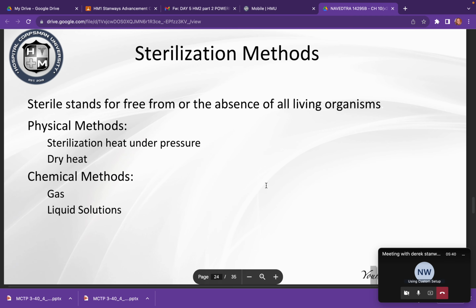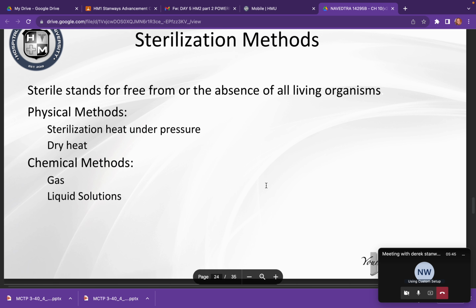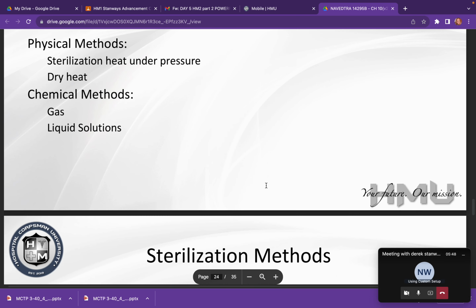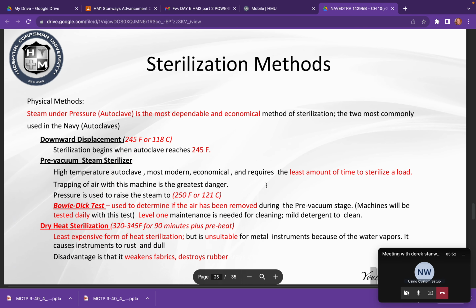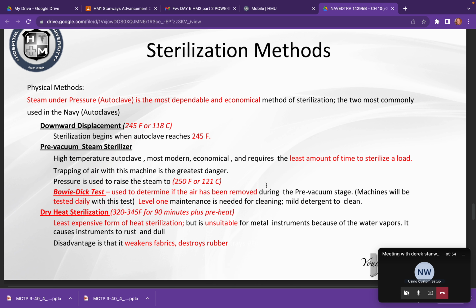Sterile stands for free from, or the absence of all living organisms. Physical methods of sterilization are heat under pressure and dry heat, and chemical methods are gas and liquid solution. So sterilization is the last step. After it's been cleaned, assembled, and packaged, it's going to go through the sterilization process.